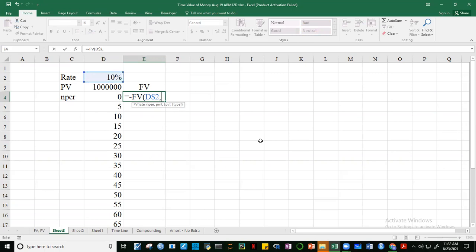Comma, n per is what? Dito tayo magsisimula, 0. PMT, wala tayong PMT. Present value is 1 million. Again, I'm going to fix the row. Yan, para hindi siya bababa, ando lang siya sa row 3. Okay, and then ignore the type because this is not an annuity. Control Enter.